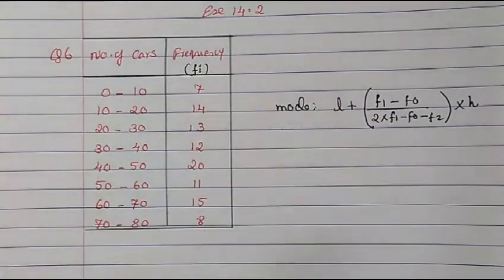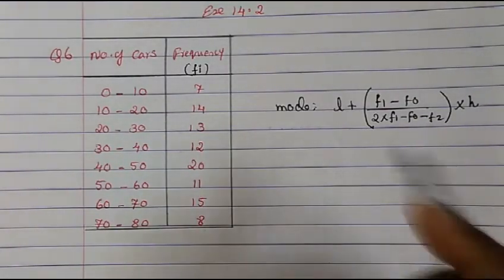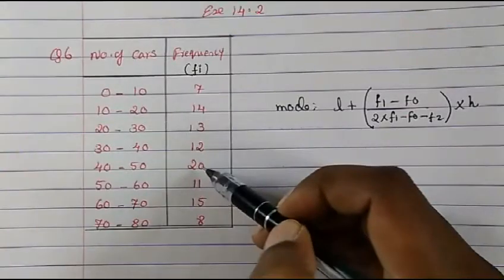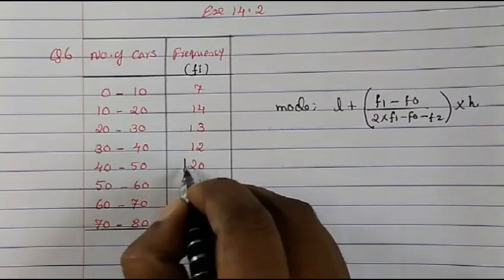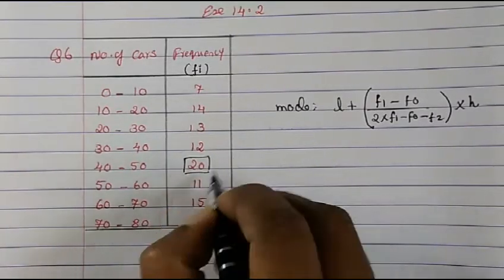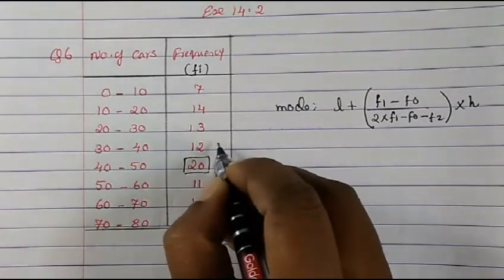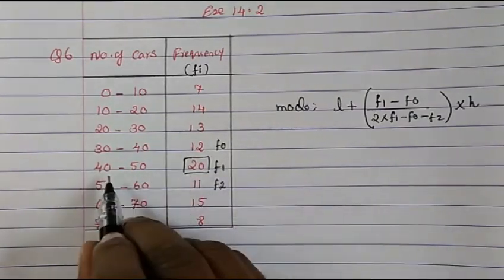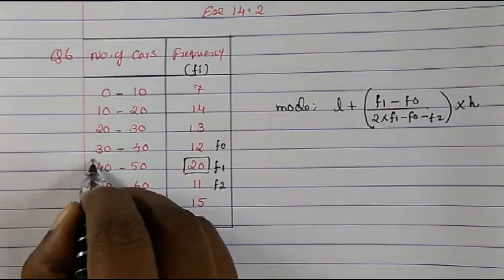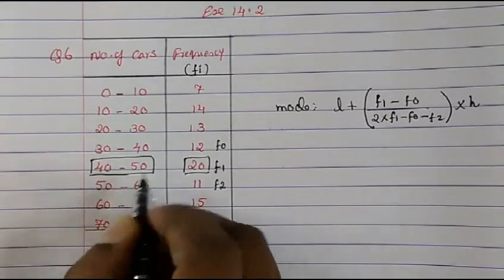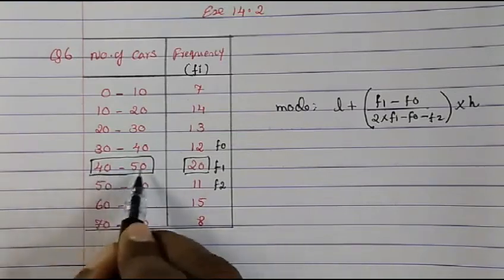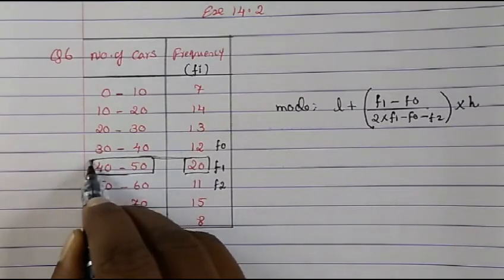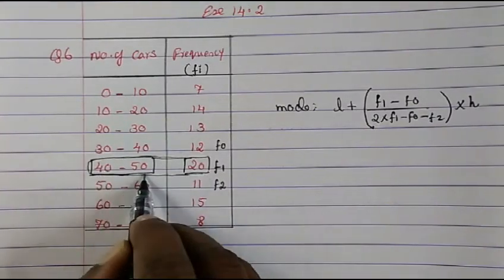First for mode, what we normally do is see which is the highest frequency here. 20 is the highest frequency, so this becomes our f1. Then the one above becomes f0, and the one below becomes f2. This is our modal class, 40 to 50. So our answer will be between 40 and 50.